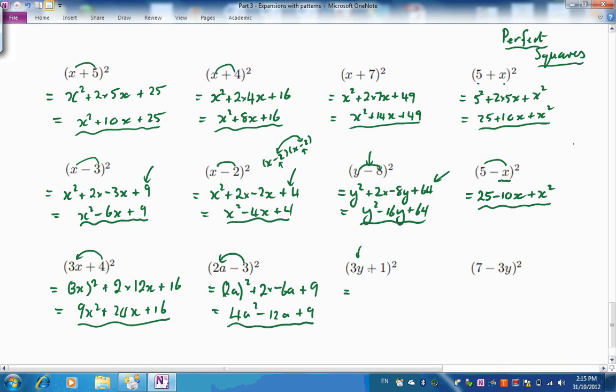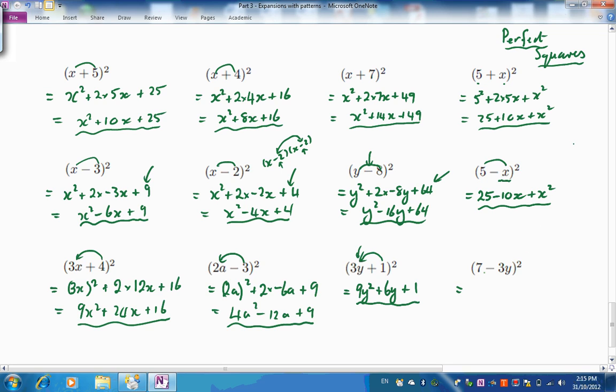This one's 3y all squared. Can you do it without a bracket? Go straight to 3y by 3y is 9y squared. And twice the product, can we do it in our head? The product is 1 by 3y, it's 3y, but we've got 2 of them, so it's 6y. And the second term squared is 1 squared, which is just 1. Are you getting good enough to do this?